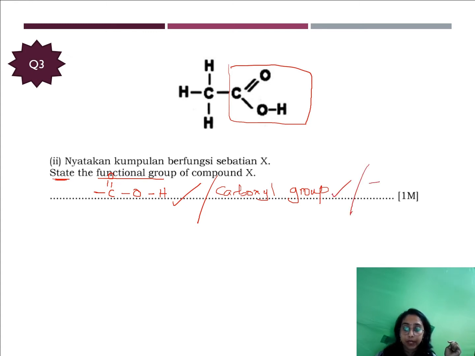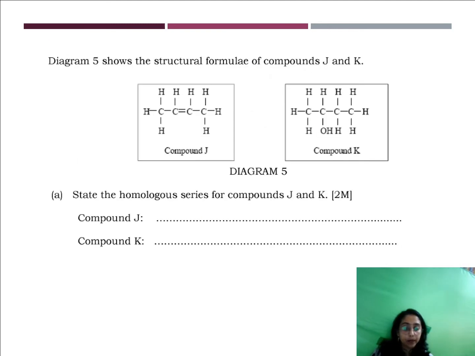Or you also can write COOH. This is also considered correct. So these are the three methods of answering when the question asks you to state the functional group. Okay, now let's try to answer this question.